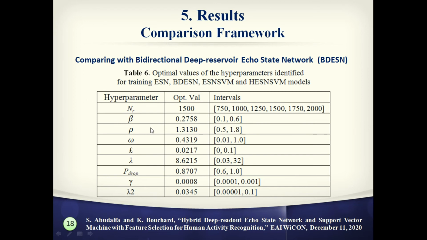This table shows a list of hyperparameters used for tuning the bidirectional ESN. We can note that there are some intervals used to tune these parameters, and these are the best values selected for tuning the parameters.